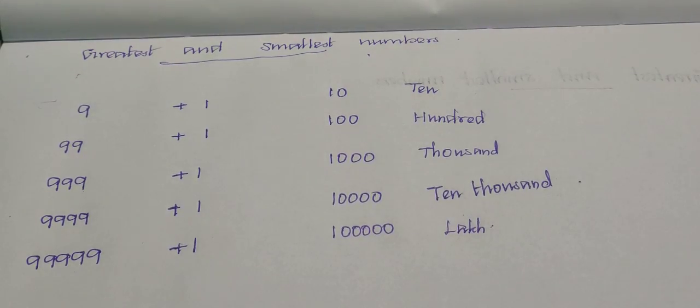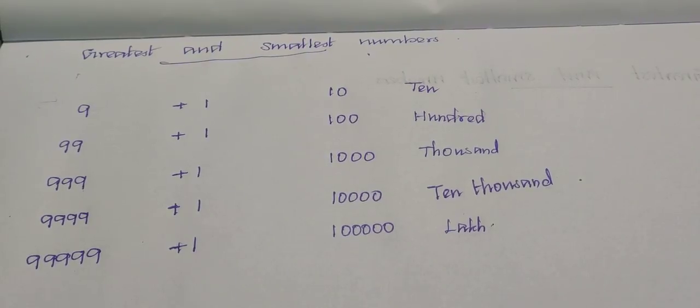Which is the greatest 5-digit number? 5 times 9, that is 99,999. If you are adding plus 1 to that, what will you get? We will get 1 lakh. So, 1 lakh is the smallest 6-digit number.